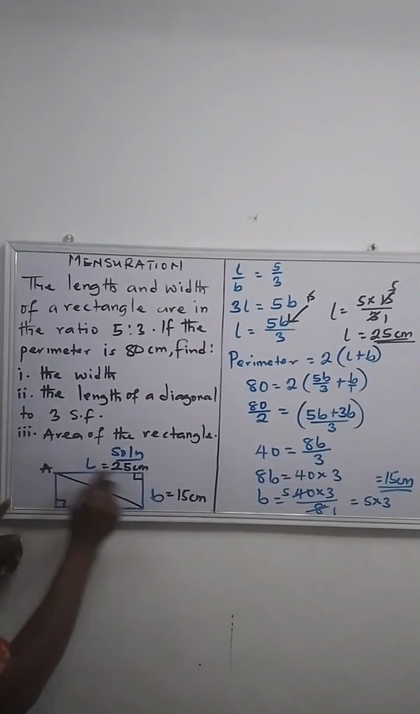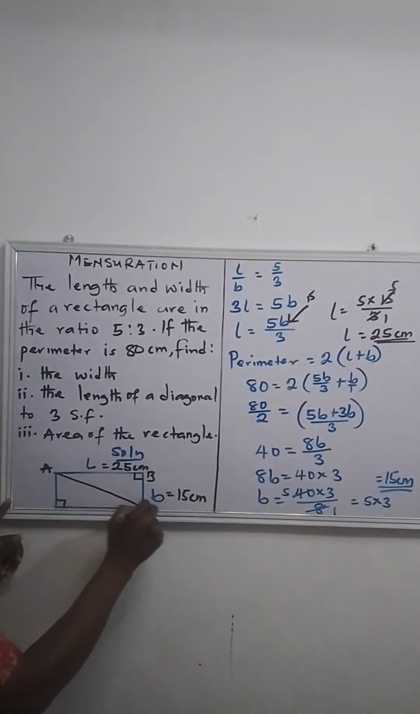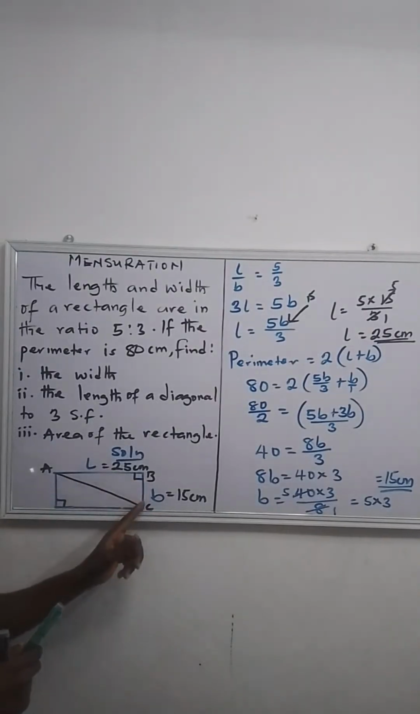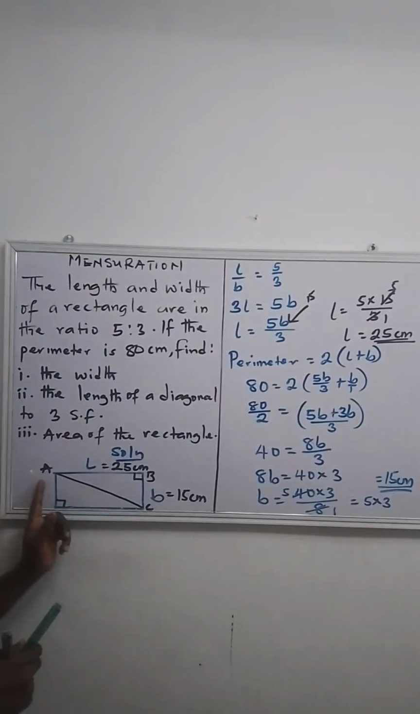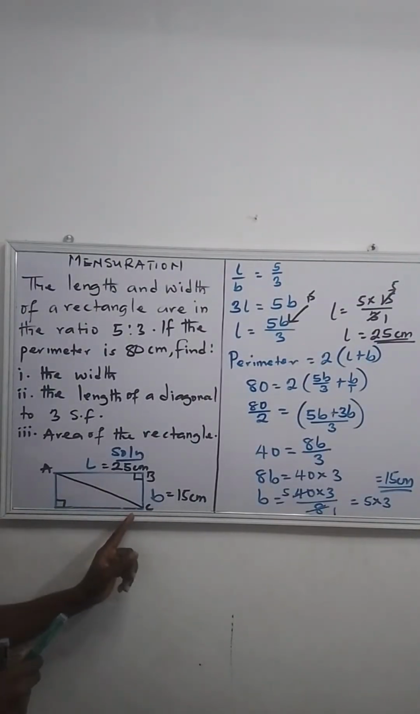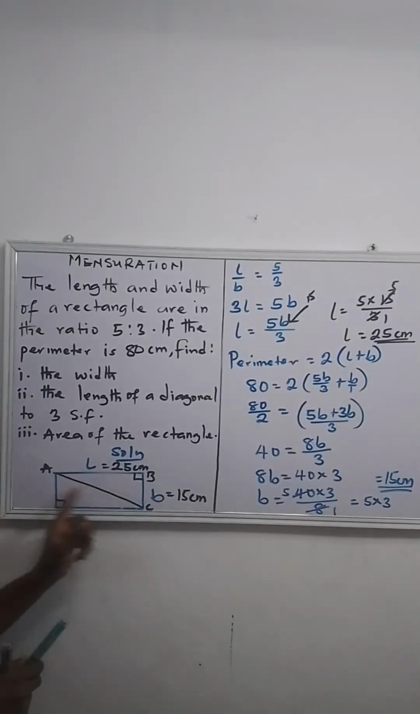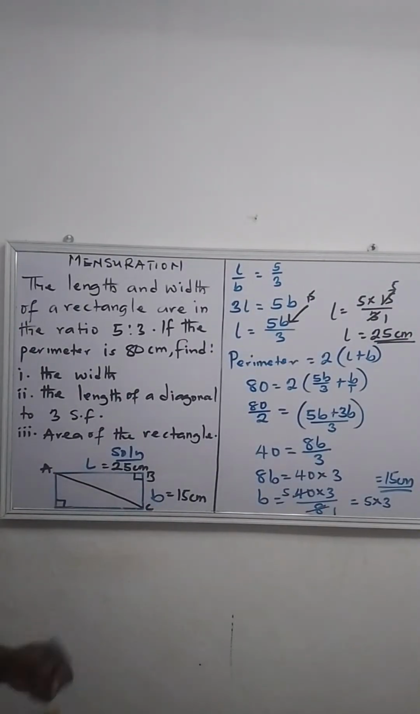Let's call this A, B, and C. You can see we now have triangle ABC. So we can make use of Pythagoras theorem to get AC. AC in this case is your hypotenuse. That is the side that is facing the right angle. So we make use of Pythagoras theorem. This side is 25, while this side is 15.